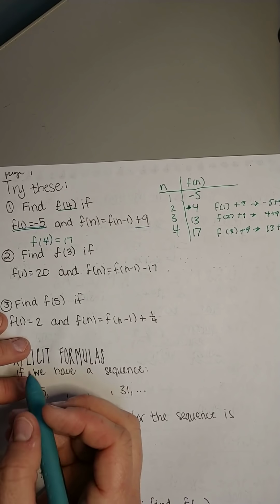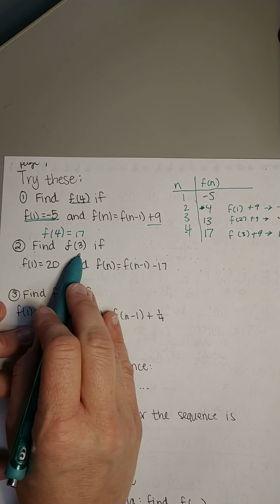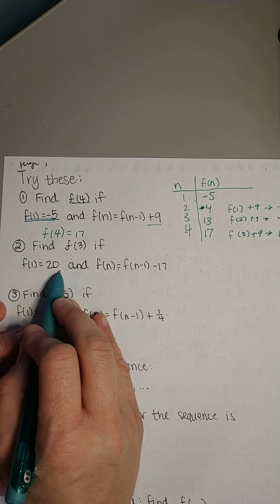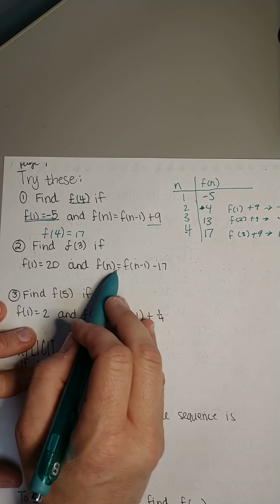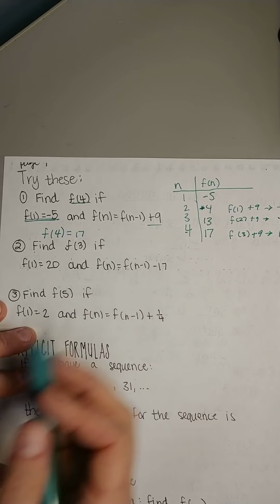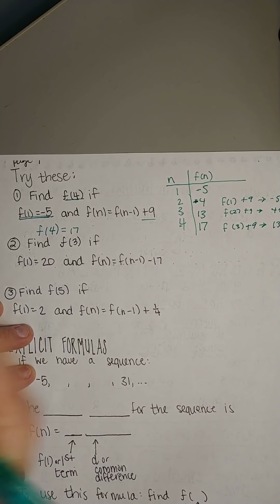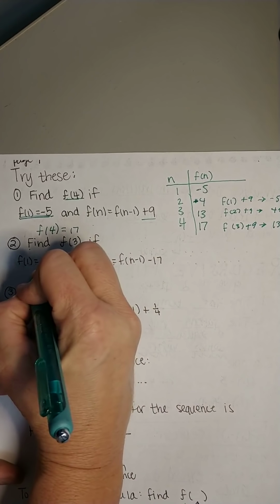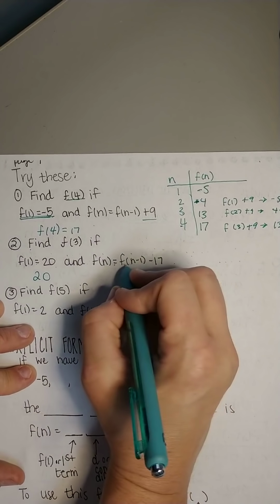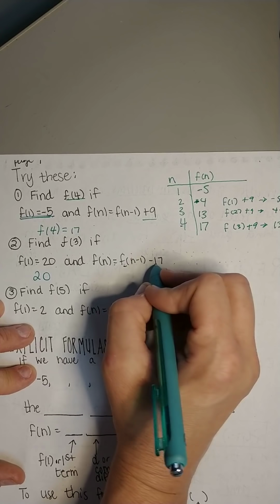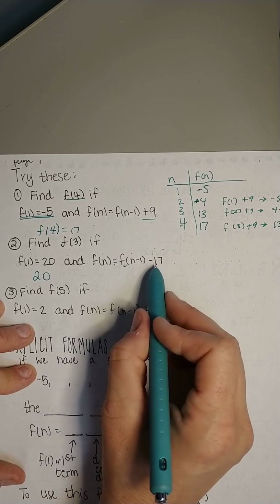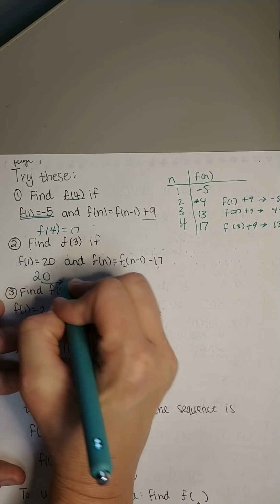Let's try number 2. Find my third term, f of 3. If f of 1 equals 20, and here's my rule, f of n equals my previous term minus 17. So let's make a table. Actually, let's try a list. My first term is 20. Now my rule is to take my previous term and subtract 17 from it.